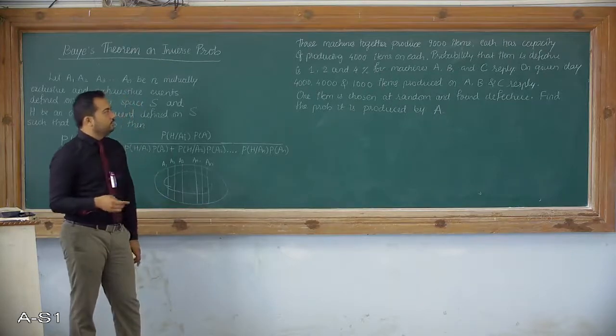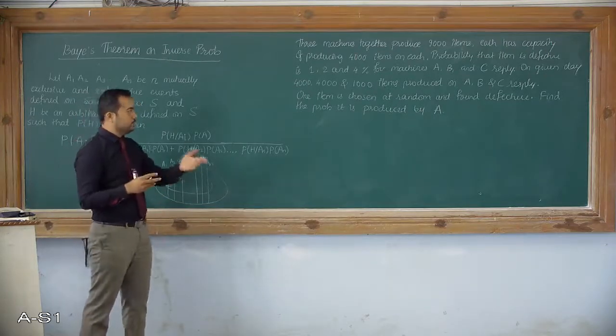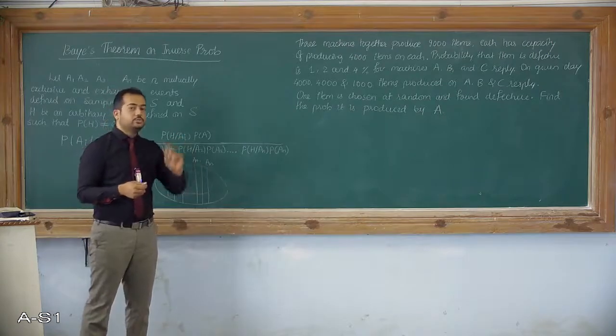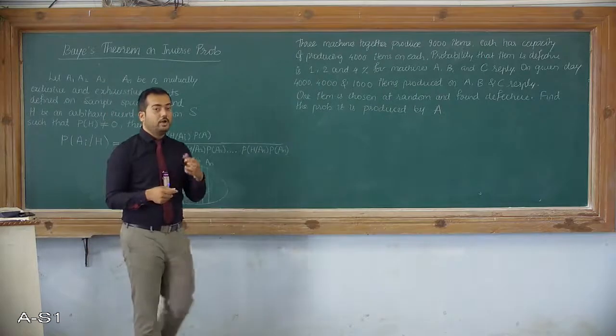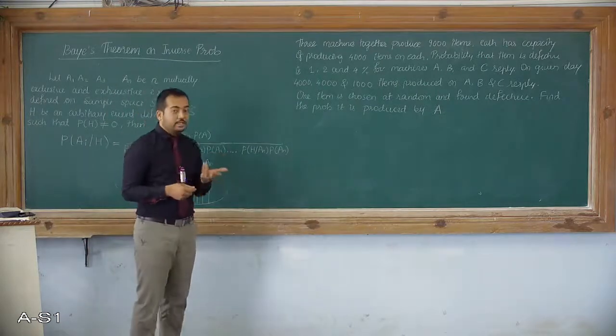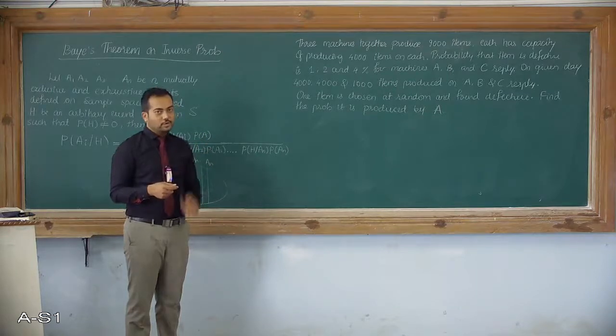On a given day, 4,000, 4,000 and 1,000 items were produced on machines A, B, C respectively, and one item is chosen at random and found defective. We have to find the probability that it was produced by A. What is the probability that the defective item is produced on A?